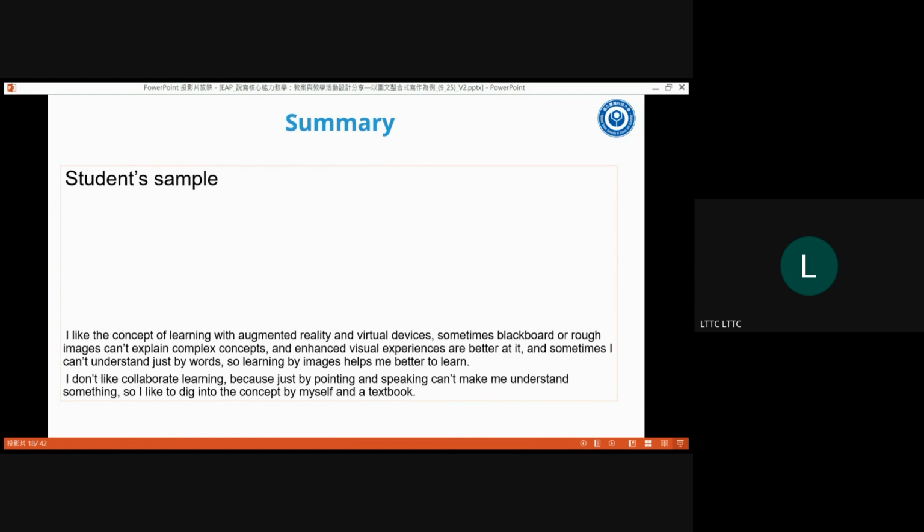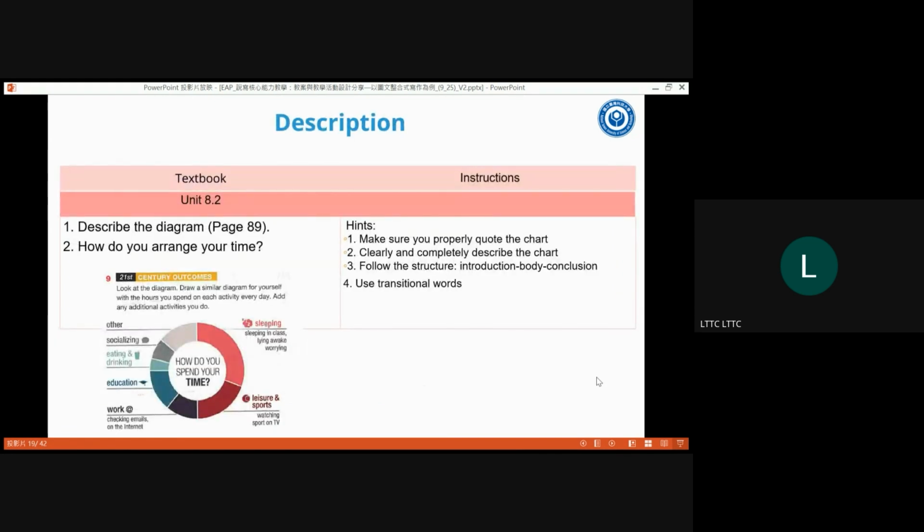For the student, he talks about, I like the concept of learning with augmented reality and virtual devices. Okay, this is something he likes. Or something he doesn't like. I don't like the collaborated learning because just by pointing and speaking can make me understand something. Okay, so that's their opinion. Okay. So this is the first writing assignment. So this is about summary.